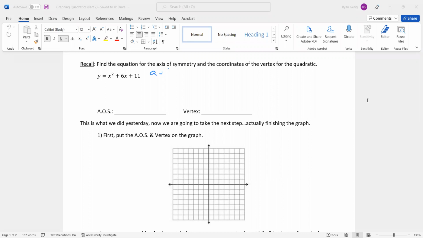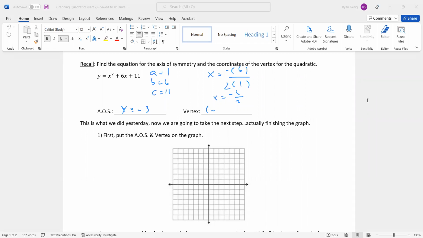So a equals 1, b equals 6, c equals 11. Hopefully you remember that c really doesn't have an effect on this until the very end. So b is 6, a is 1. So we're just going to simplify that. So that's negative 6 over 2. That's negative 3. Need to have x equals. If you don't have x equals, it's going to be wrong.